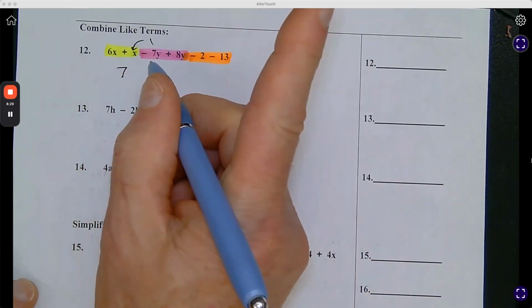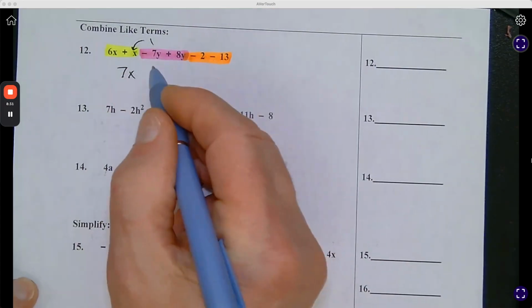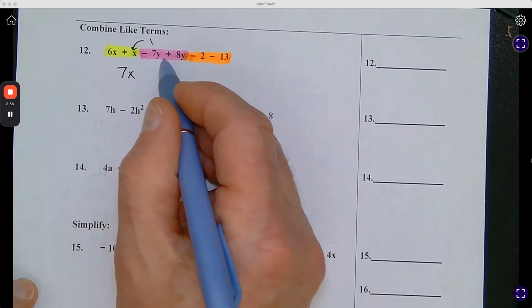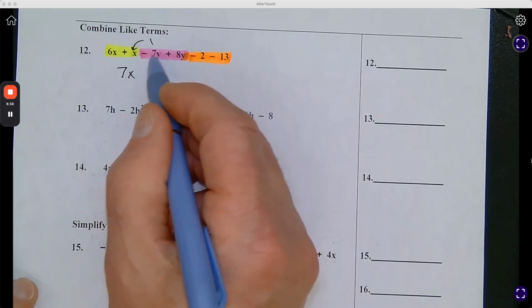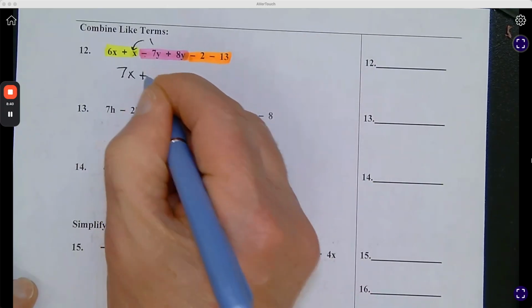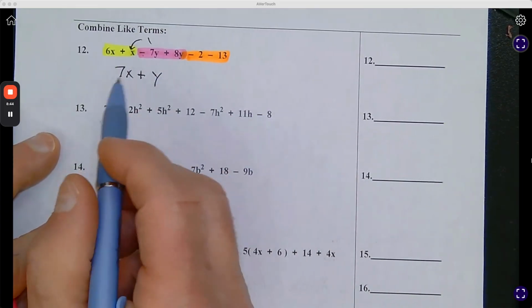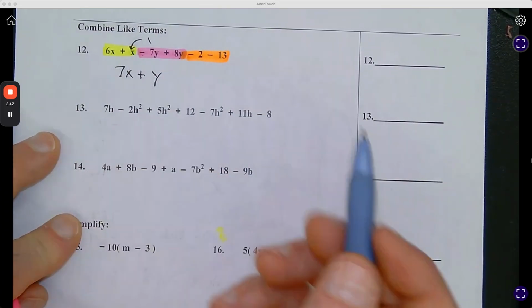What's your category? X. Very good. Negative 7 plus 8. That's why this goes with it. It's not 7 plus 8. It's a minus 7 plus 8. And that's plus 1, y. We don't have to show the coefficient of 1. Coefficient is the count, right? How many do you have?